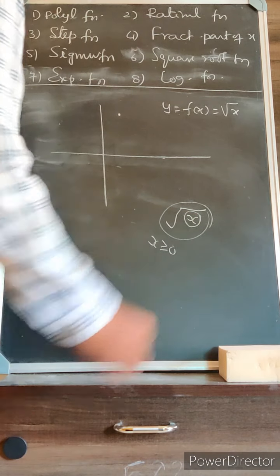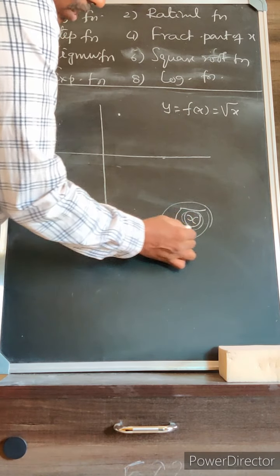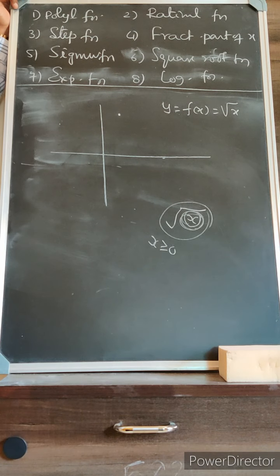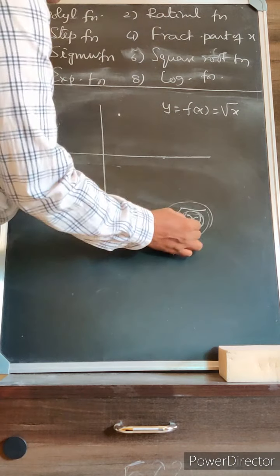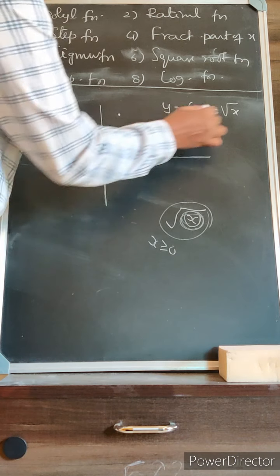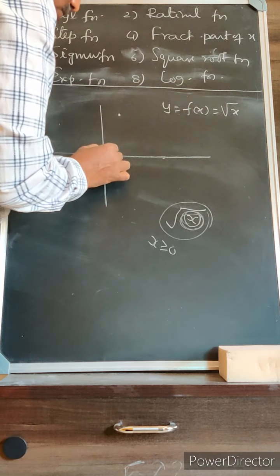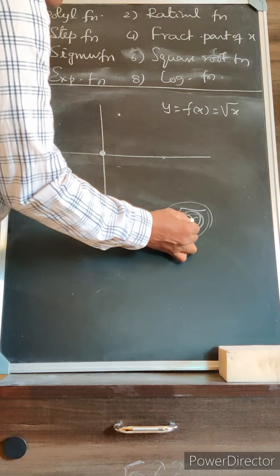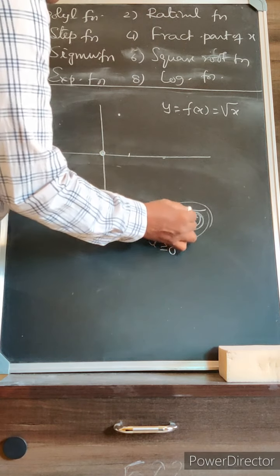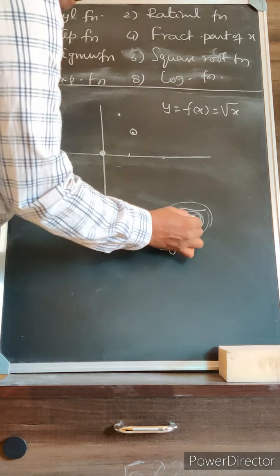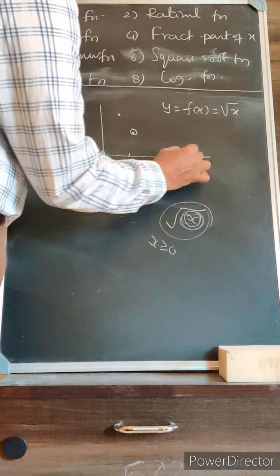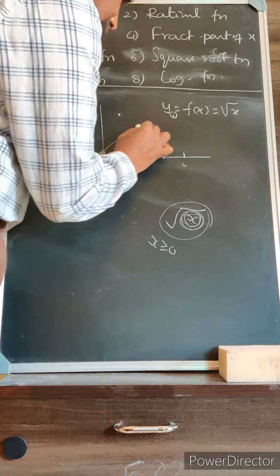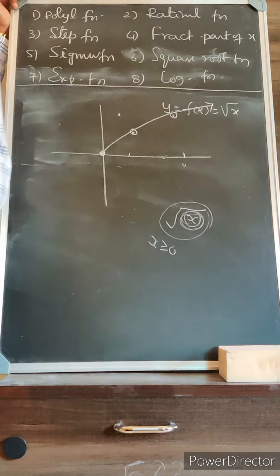For root x to be real, the expression or the number which comes under the square root should be either 0 or greater than 0. So root 0 is 0. So when x is 0, y is also 0. So origin is a point on the graph. And when x is a positive number, say x is 1, root 1 is 1. When x is 4, root 4 is 2. So if you draw the graph of the function, it will go like this.